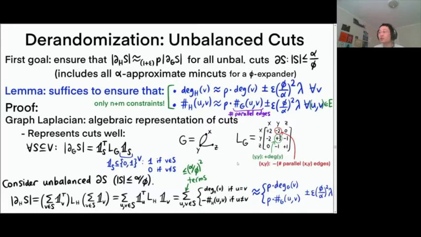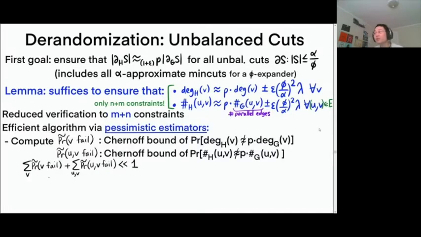So if we can ensure that each of these terms is preserved to its expectation up to this small additive factor, then by just summing up these additive factors, we know that overall the entire expression is preserved up to this epsilon times lambda. And now since the original cut itself must be at least lambda, this is a 1 plus epsilon approximation. That's essentially the proof of this more efficient union bound over the unbalanced cuts of the graph.